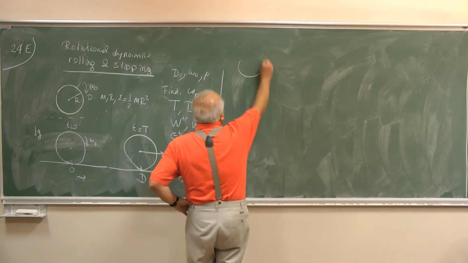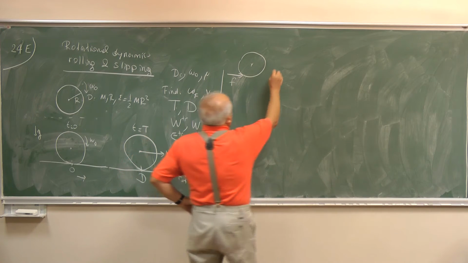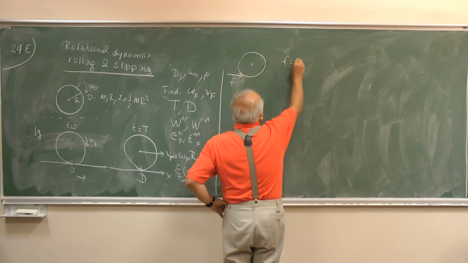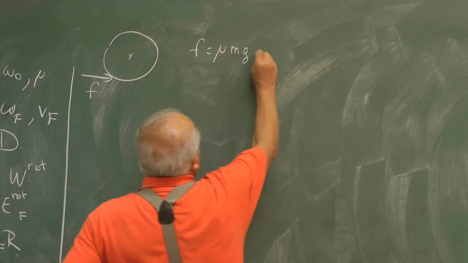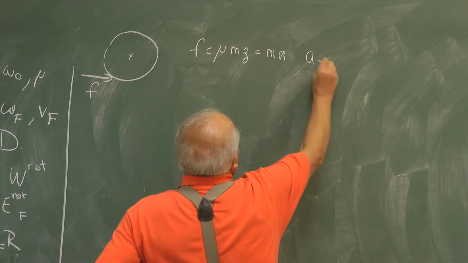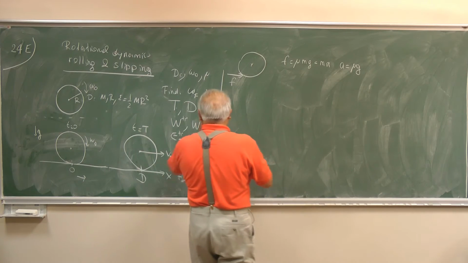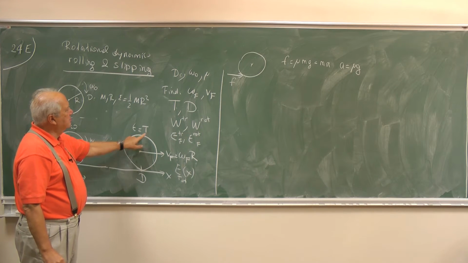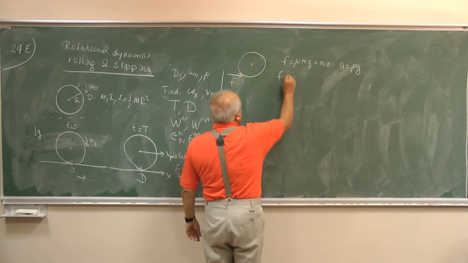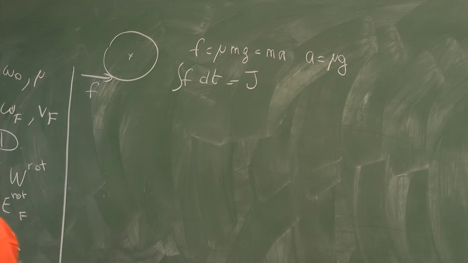The free body, I only write the horizontal forces. F is mu mg, that's the coefficient of friction, and this is equal to ma. So the linear acceleration is just mu g, and F acts from here to here, namely from time equals 0 to time equals t. So F dt is J. It provides an impulse, and this impulse changes the linear momentum and the angular momentum.